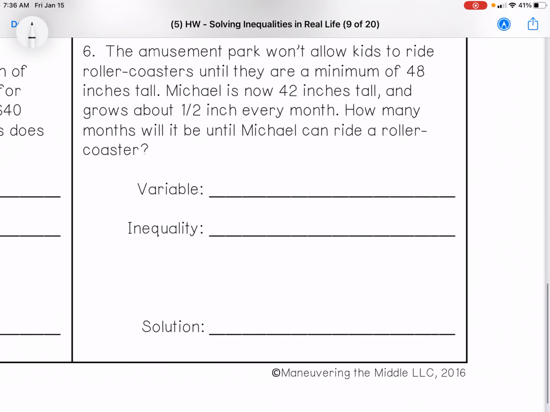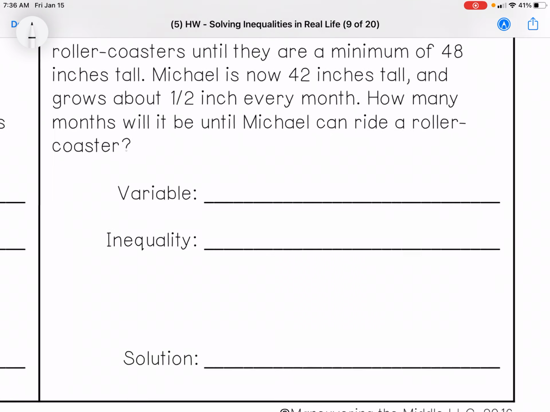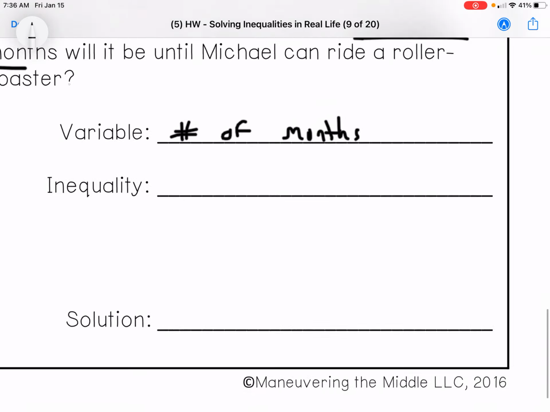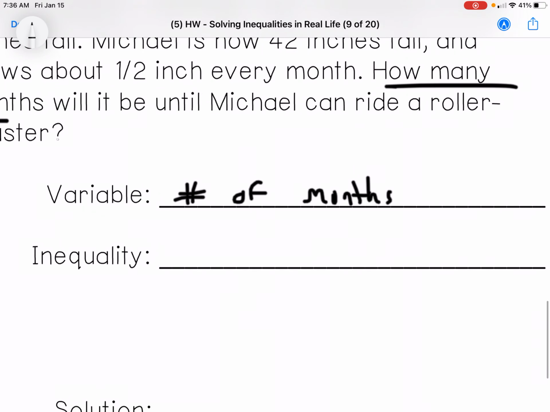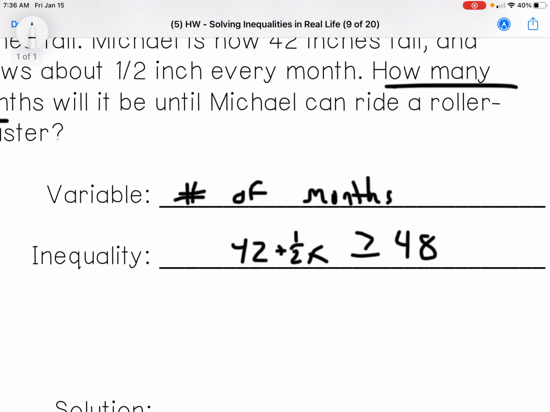Last one. The amusement park won't allow kids to ride roller coasters until they are a minimum of 48 inches tall. Michael is now 42 inches tall and grows about half an inch every month. How many months will it be before he can ride the roller coaster? The variable, how many months? So number of months. He has to be greater than or equal to 48 inches to ride the roller coaster. He currently is 42, and he grows, so plus half an inch times I don't know how many months.